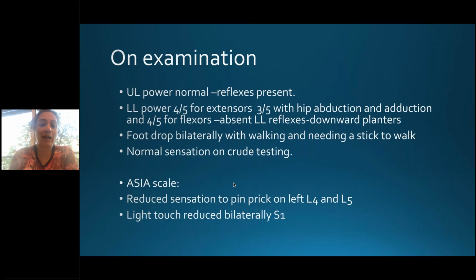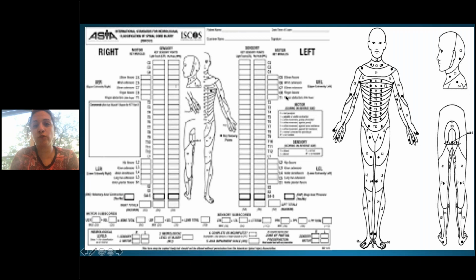I just thought for those of you who haven't used an ASIA scale before, I've used it only once on one of the children, so it's not very clear, but it's the American Spinal Injury Association, an impairment scale that we use to assess pinprick and touch sensation and reflexes. So it's a dermatomal testing.